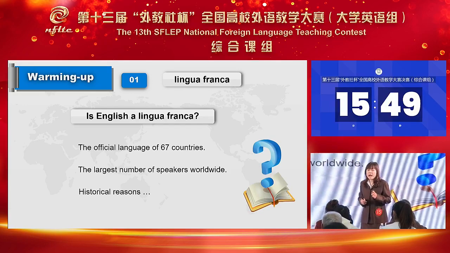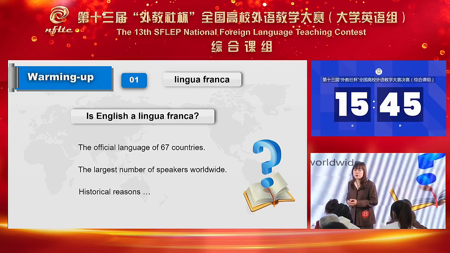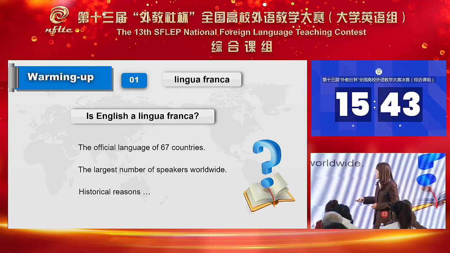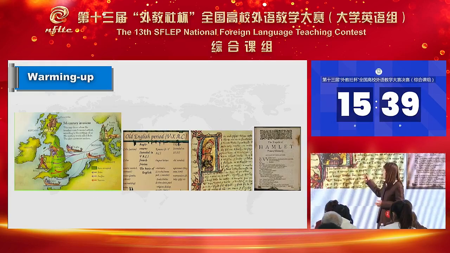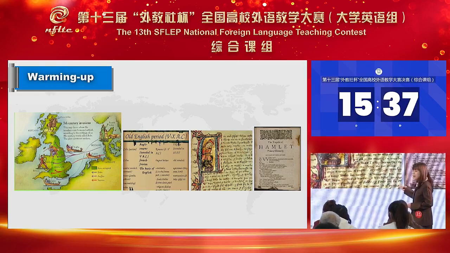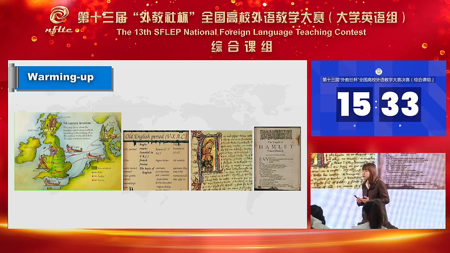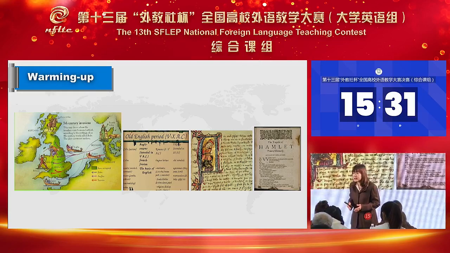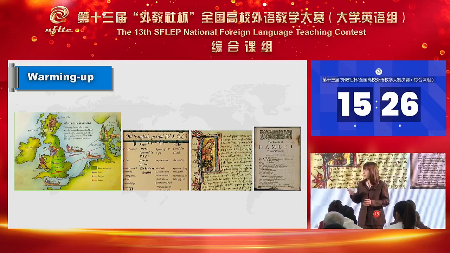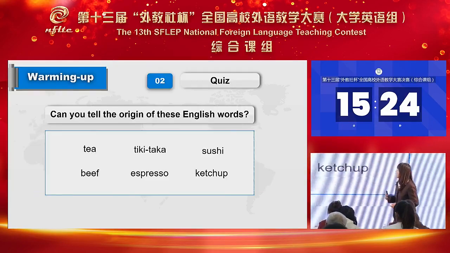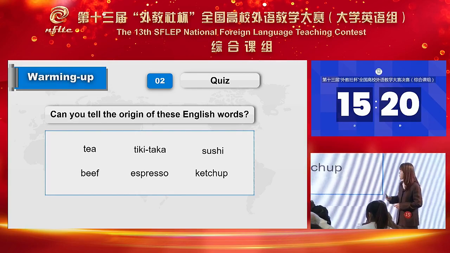The development and formation of the English language has many historical reasons. In the history, English has developed from Old English to Middle English and to the modern English today. The development of English shows the richness and inclusiveness of the language. Here is a quiz. Can you tell the origin of these English words?